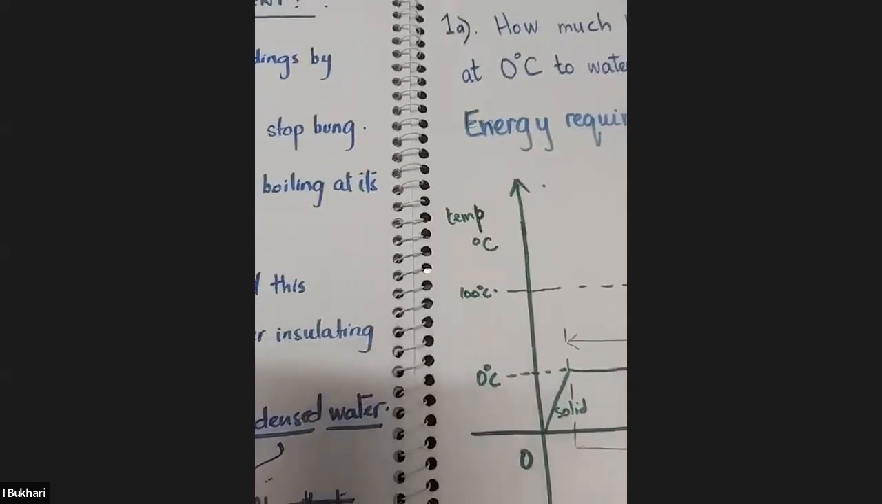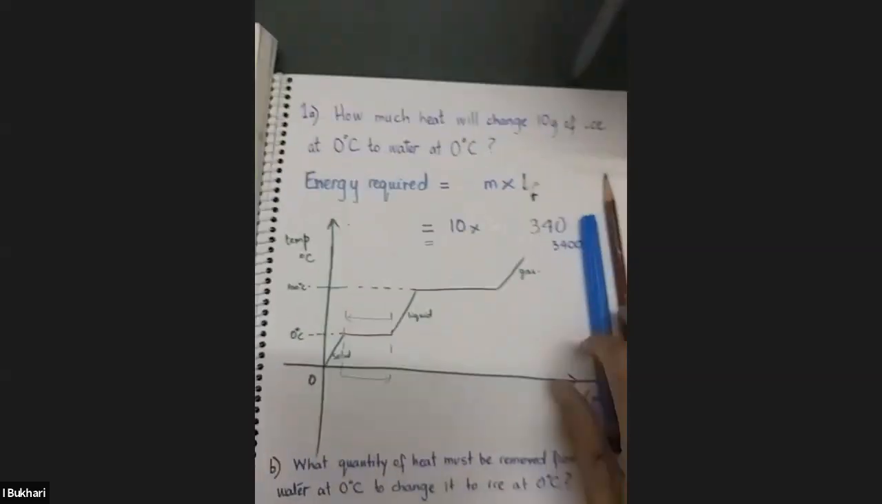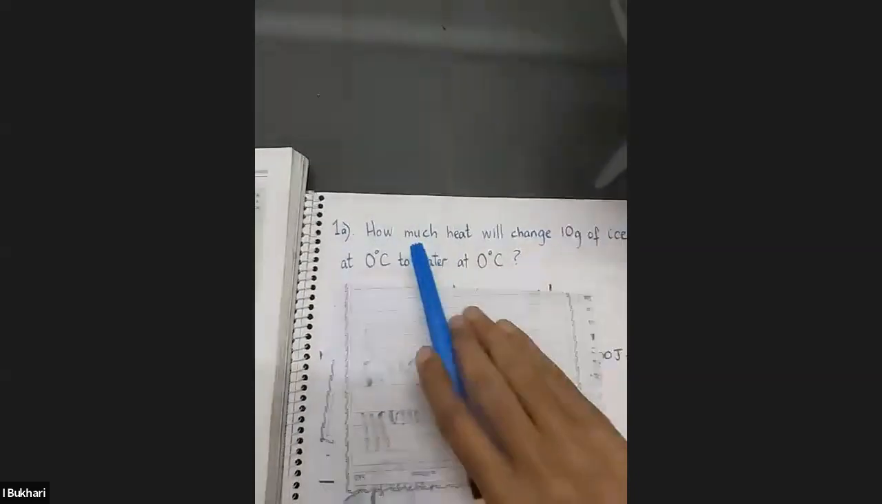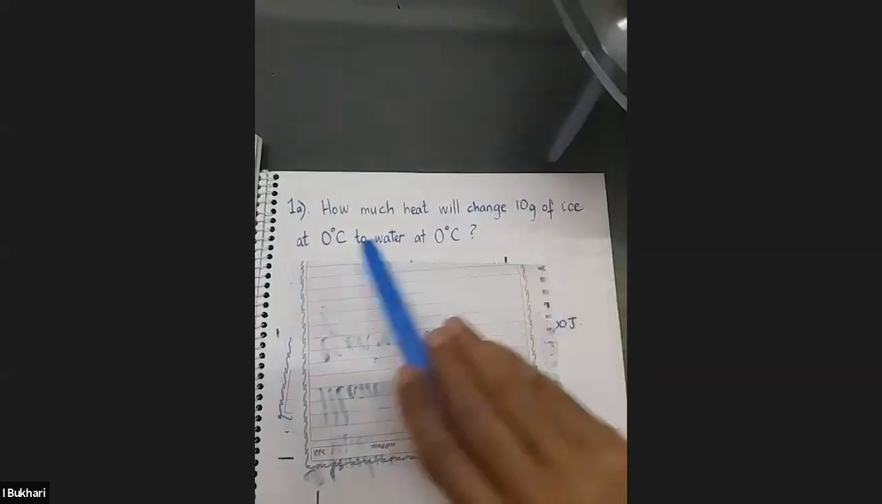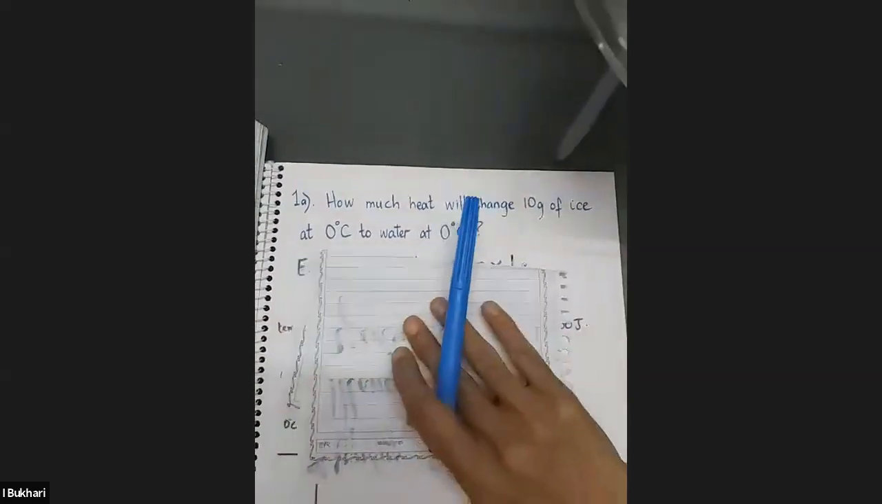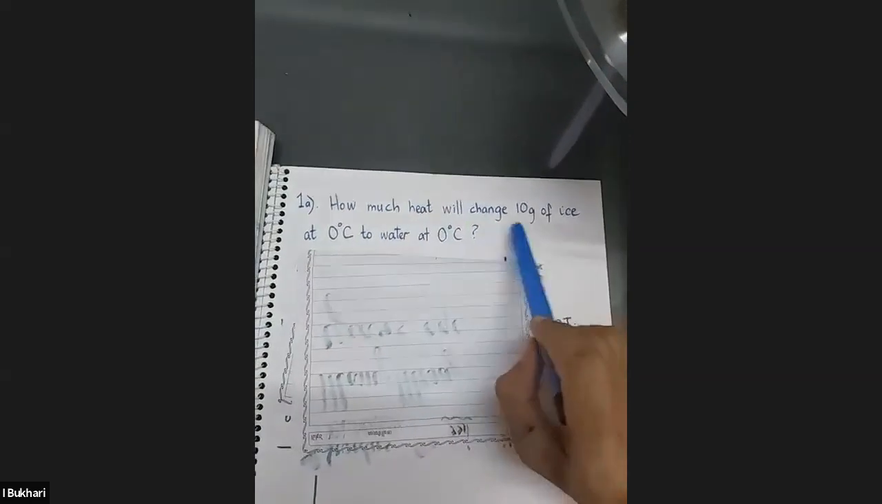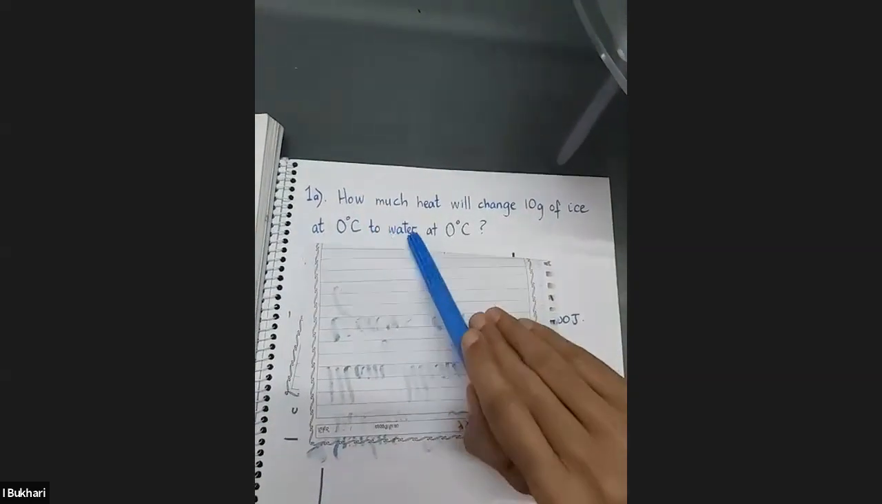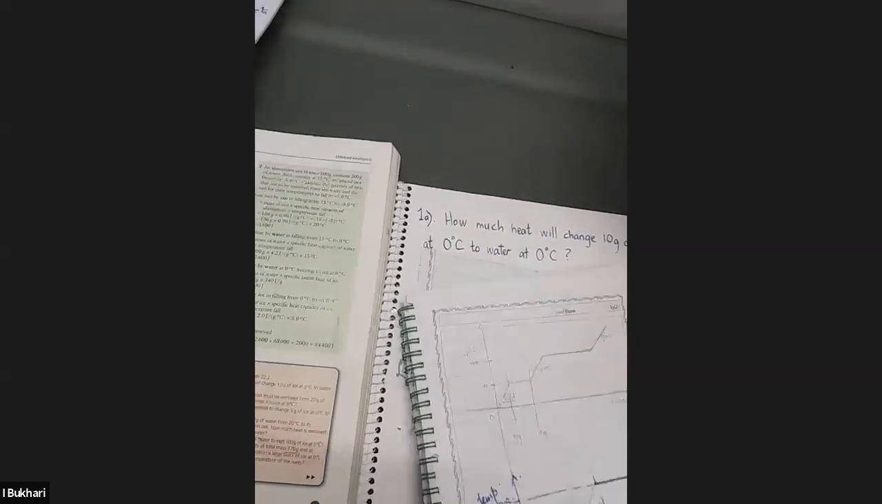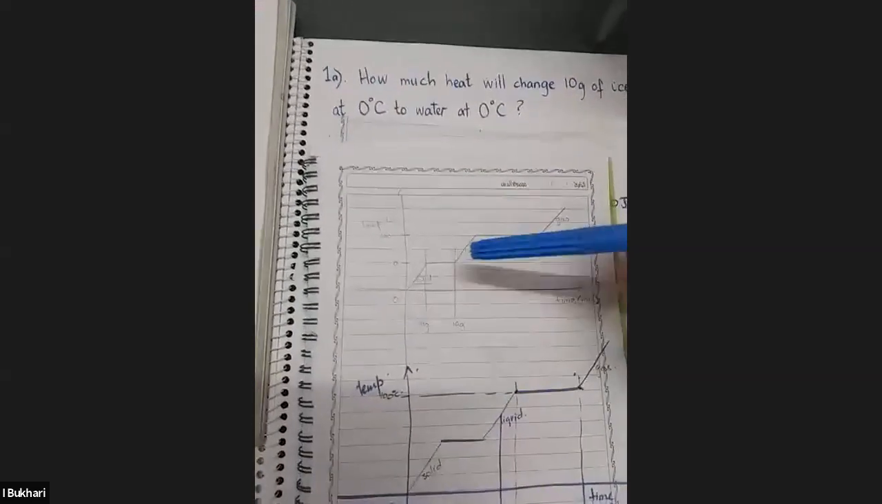Okay, let's move on to the end of chapter questions. Question number 1, I wrote it down for you so that you know the question is right in front of our working. How much heat will change 10 grams of ice at 0 degrees Celsius to water at 0 degrees Celsius? I'm repeating, how much heat will change 10 grams of ice at 0 degrees Celsius to water at 0 degrees Celsius? A good way of solving such questions is to make a heating curve.